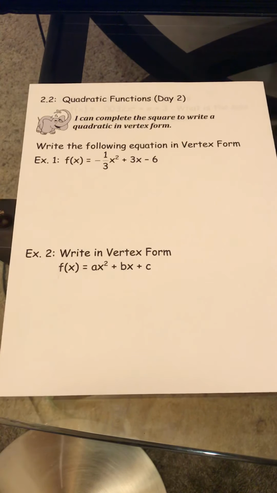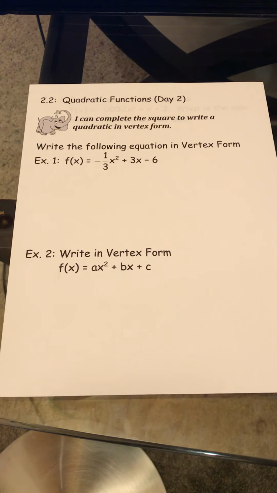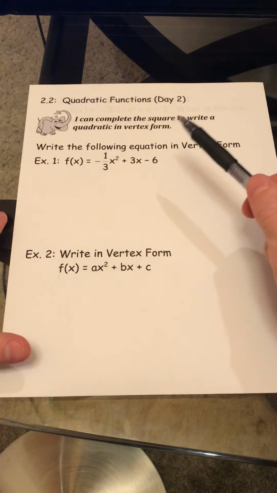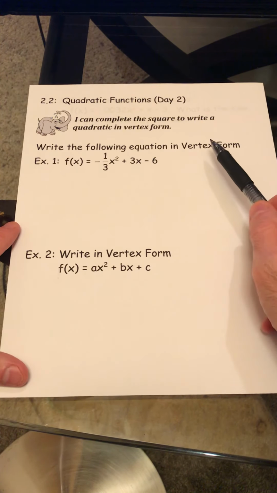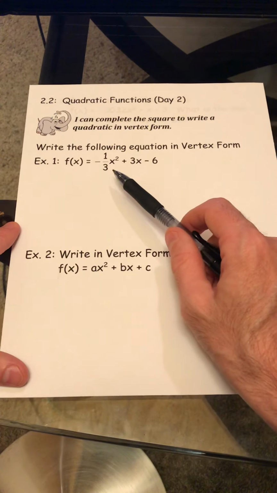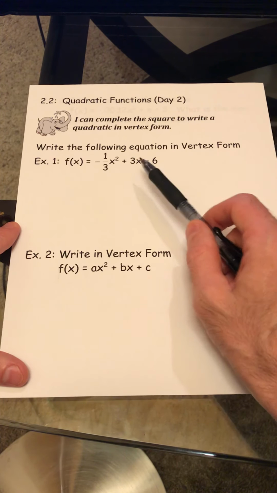We'll go ahead and finish up section 2.2 with quadratic functions here today, and a couple of these will be a little bit more challenging, especially the first two examples that we look at. So, the first example that we're going to look at is writing an equation in vertex form where we have f of x equals negative 1/3 x squared plus 3x minus 6.